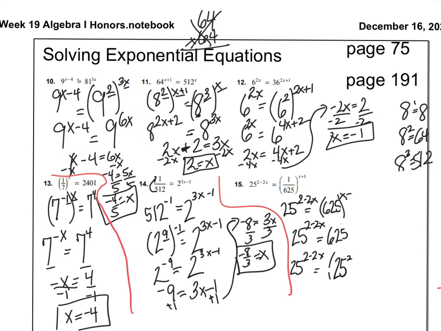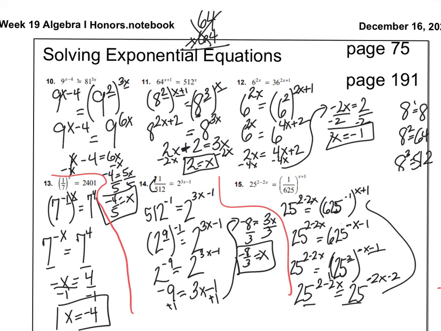So this was x plus 1, and that was a -1. So 625 to the -1 was here with x plus 1. And we distributed the -1, so 625 to the -x minus 1. Now 25 squared to the -x minus 1. 25 to the 2 minus 2x is going to equal, I'm going to distribute 2 to this, 25 to the -2x minus 2. Now my bases are the same, so I can set those equal to each other.